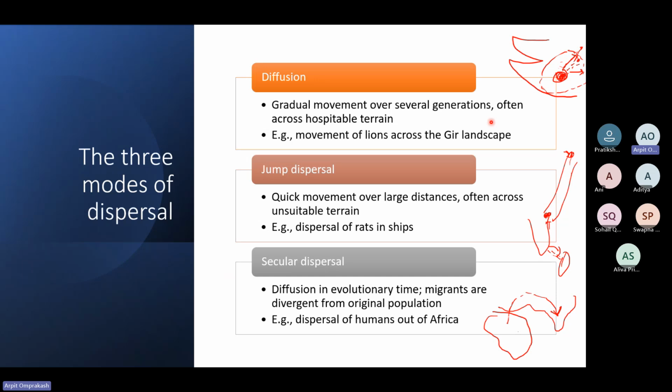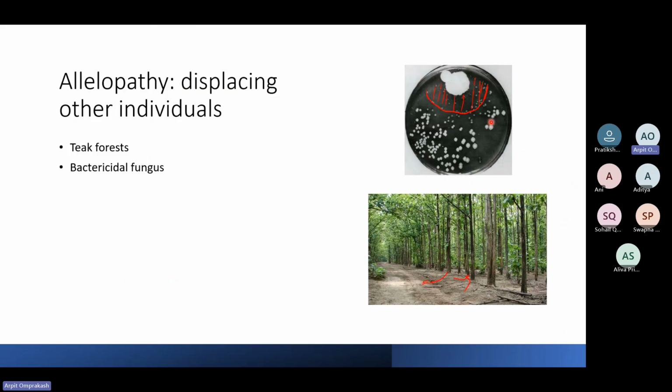Then we talked about the different modes of dispersal. Diffusion is basically gradual movement over several generations. Jump dispersal is when you travel over large distances, often across unsuitable terrain, for example, dispersal of rats on ships. Secular dispersal is diffusion through evolutionary time, where migrants are divergent from the original population, for example, dispersal of humans out of Africa.